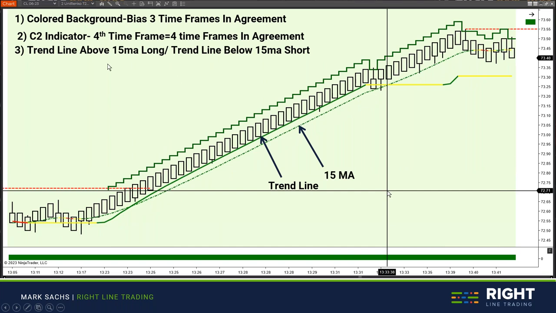The next thing you want to see is the trend line above the 15. So this is the 15, the dot dash line, and the trend line is the solid line. So you always want to see them the same color, and you want to see them on top. You always want to see the trend line on top of the 15 going up, and it'll be below the 15 on going down.